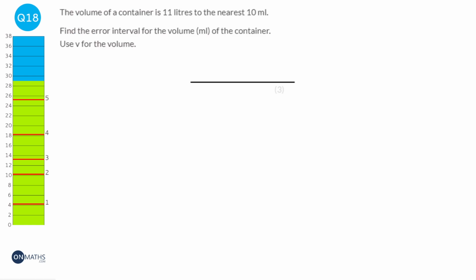So we're going to first of all convert the 11 litres into millilitres. So we're going to do 11 times 1,000, which would be 11,000. Okay, so we're going to just draw a line, like a number line.